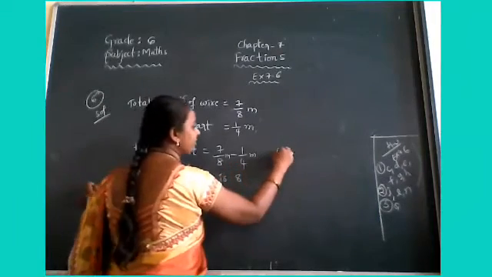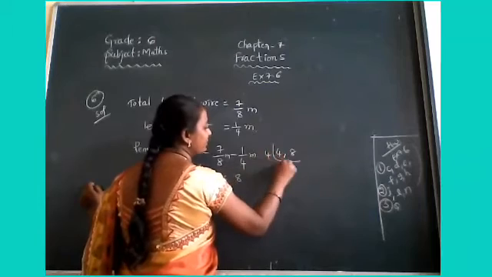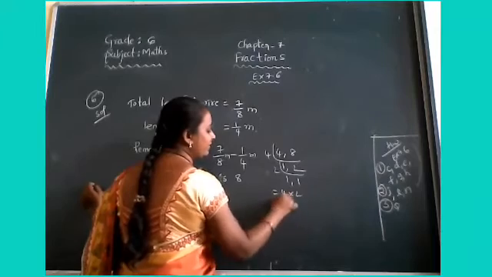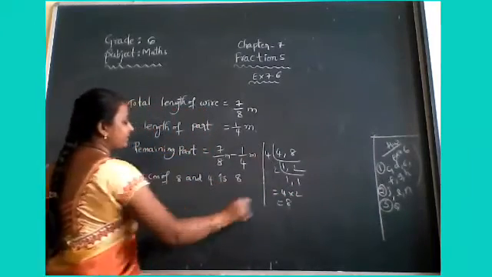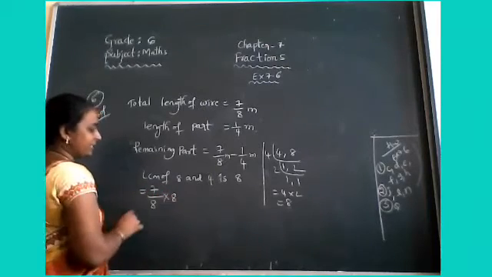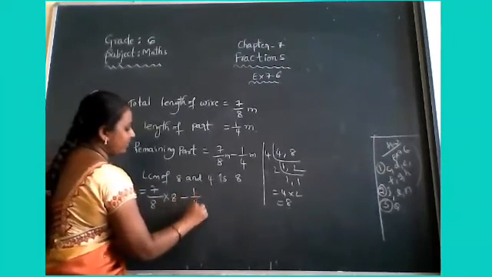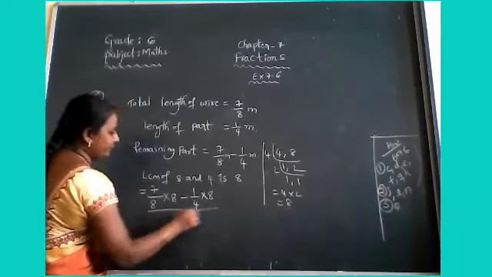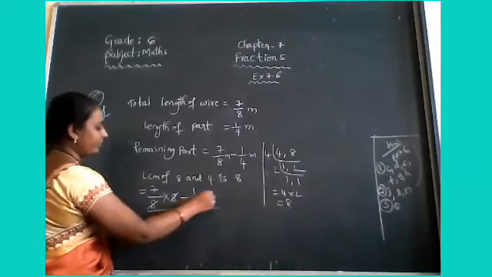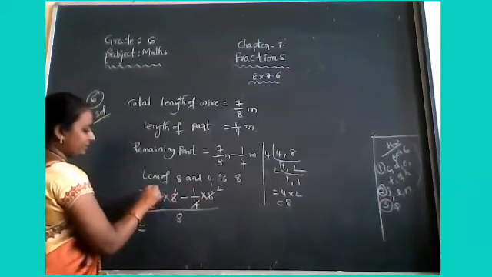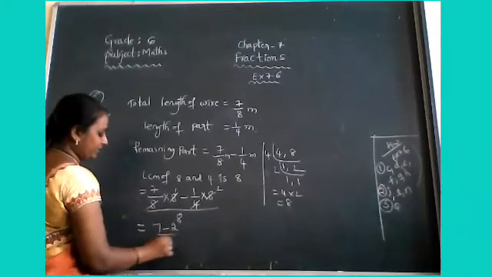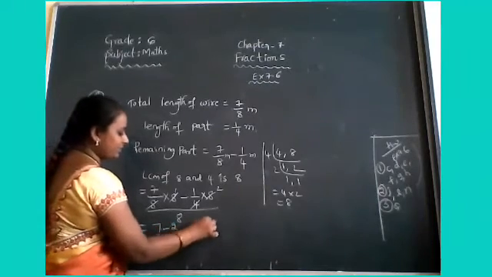So we check here: 4 ones are 4, 4 twos are 8. Now multiply the numerator and denominator by the LCM, that is 7 by 8 into 8 by 8 minus 1 by 4 into 2 by 2. Next simplify: 7 minus 2 by 8, which is 7 minus 2 is 5 by 8 meters.